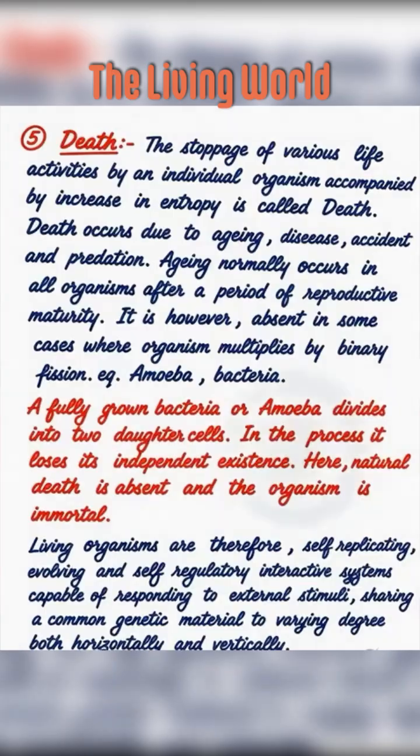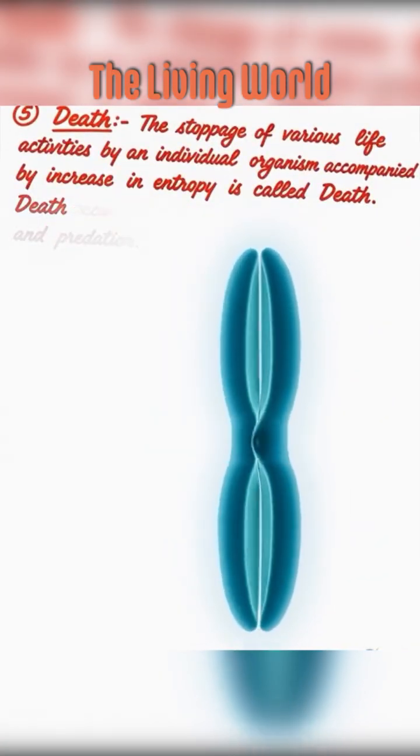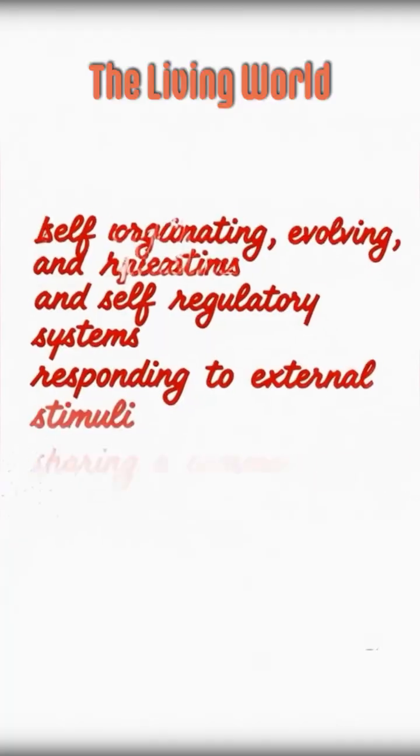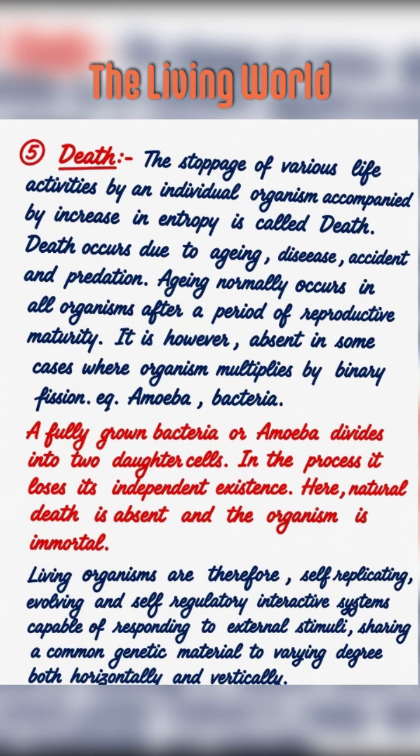And lastly, we have lifespan. Every living organism has a definite lifespan of birth, growth, maturity, senescence and death. Lastly, we have death. Death is the stoppage of various life activities of the individual organism accompanied by an increase in entropy. Death occurs due to aging, disease, accident or predation. Aging normally occurs in all organisms after a period of reproductive maturity. It is however absent in some cases where the organism multiplies by binary fission, for example, in amoeba and bacteria.